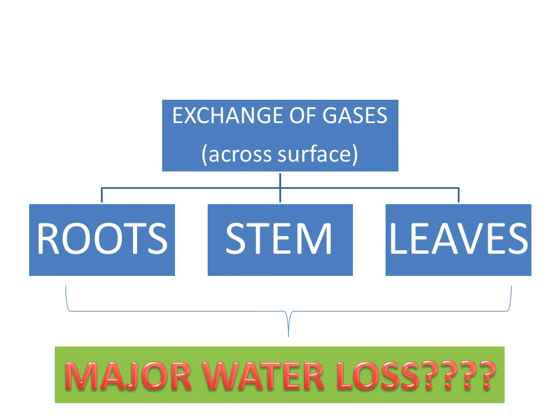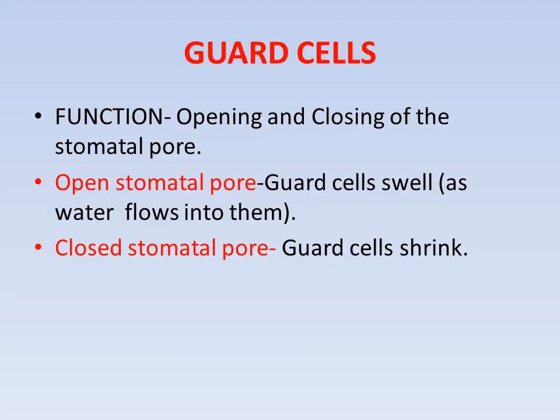So we all know that the exchange of gases through the surface takes place through roots, through stems, and through leaves also. Okay, so these are the parts of the plant through which water or gases are exchanged. If the exchange of gases is taking place through these pores, that means some amount of water will also be lost. Then if the three main parts of the plant are losing water, there would be a major water loss. Now who controls it? The guard cells control this.